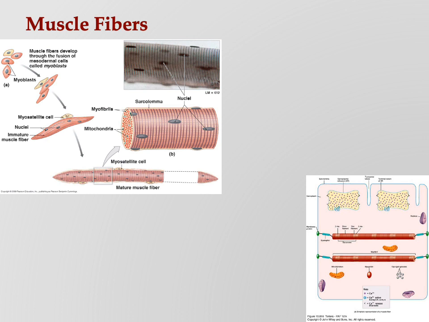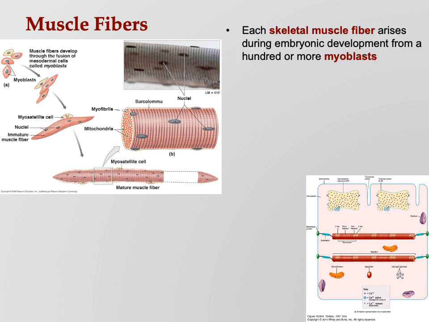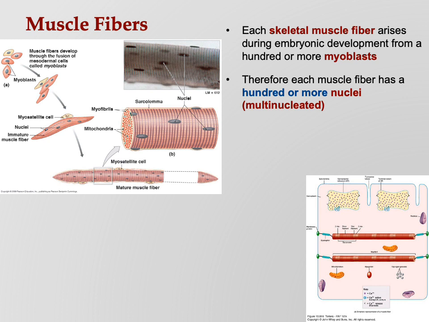Now, let's zoom in on a muscle fiber. What are they actually made of? Originally during embryonic development, there were stem cells called myoblasts. Look at all those myoblasts in the upper left. 100 or more myoblasts fuse together to make a single muscle fiber. Every muscle fiber, therefore, has 100 or more nuclei.